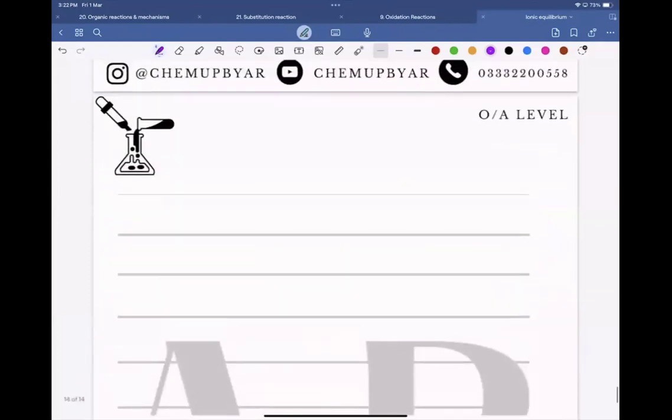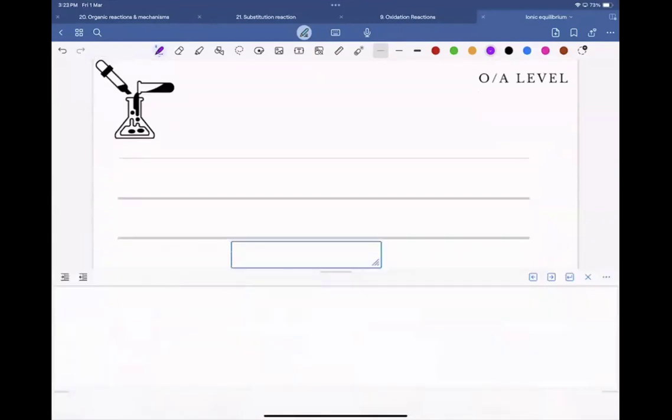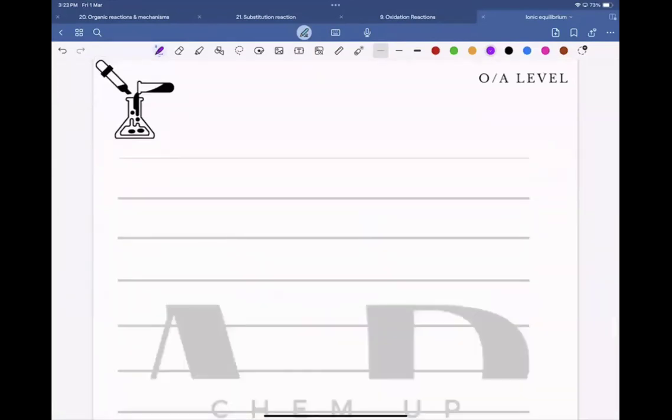Okay. Now we are going to see the application of equilibria of reversible reactions in the chemical industries, where it's used and how different conditions are used to get the maximum yield.